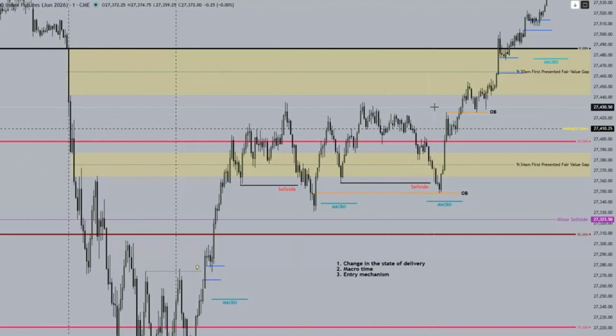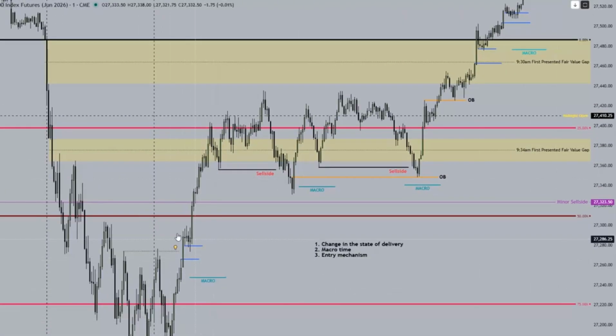I'm going to show you examples quickly for both of them, because let's say that you don't feel confident entering down here. This is a bit too advanced for you to begin with and you want to work up to this. Well, you can wait for a first presented fair value gap. Or ideally you would just have one. As I said, I'm just showcasing both. You would look for it to be traded above and used as support. That would be used as our change in the state of delivery, and then we would look for a macro time to then have an entry mechanism.